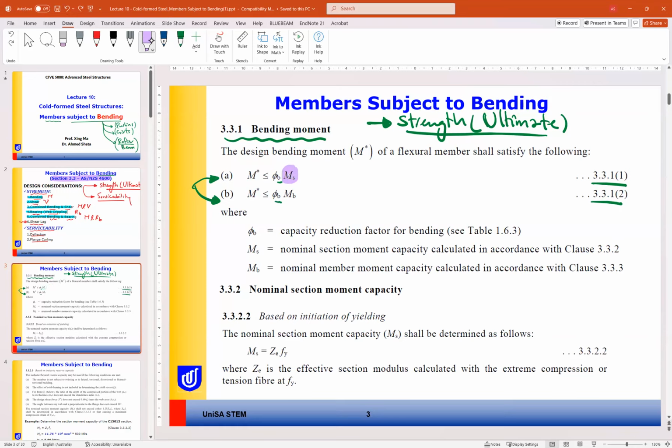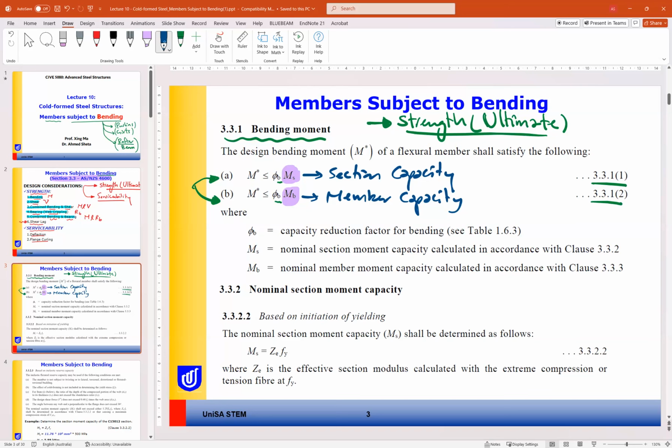Do you know what is MS and what is MB? MS and MB are section capacity. MB, sorry, is member capacity. So similar to before. Thanks, Michael, for confirming.